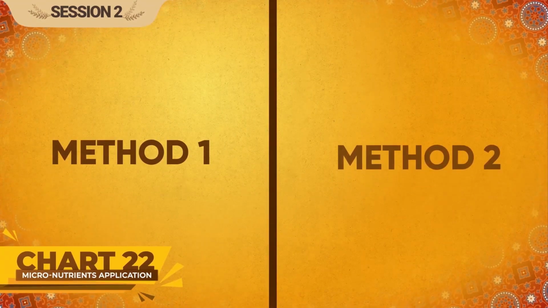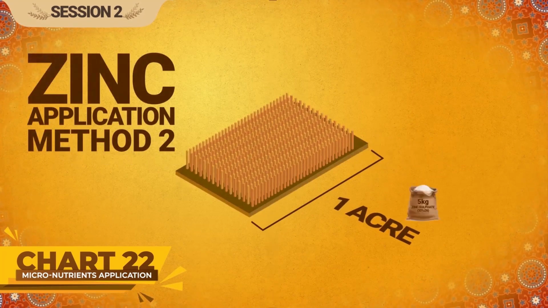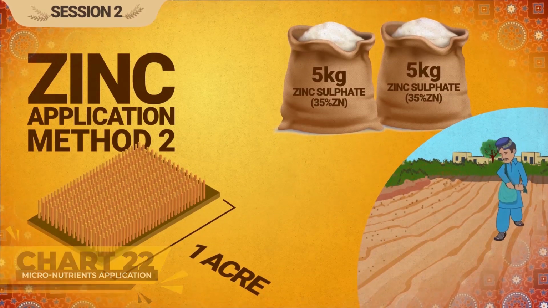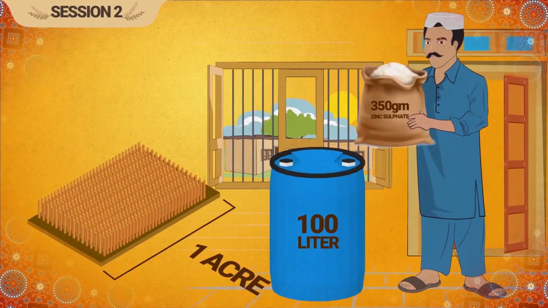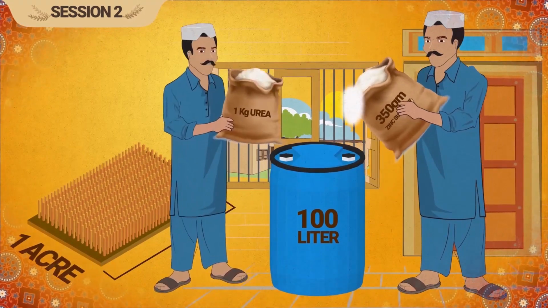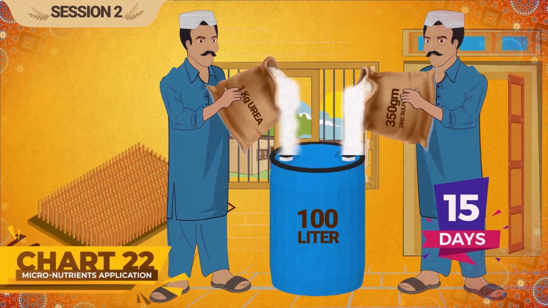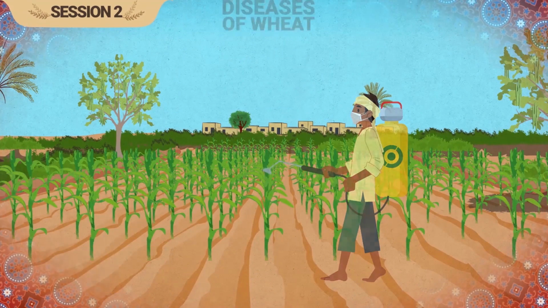Zinc application is possible by two methods. Application of 10 kg of zinc sulfate per acre is recommended at the time of land preparation, only once. For 1 acre, prepare a solution of 350 grams zinc sulfate and add 1 kg of urea in 100 liters of water, and use it twice at a 15-day interval at the booting stage.